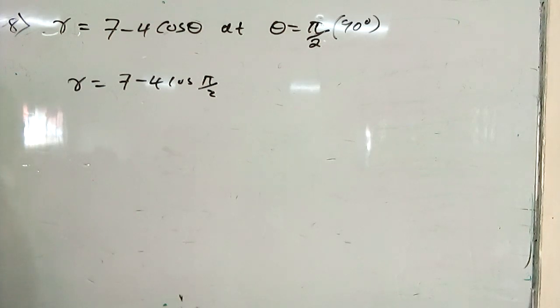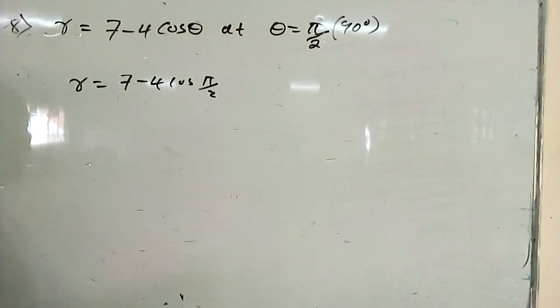If you put pi over 2 where the calculator is in degrees, it will see pi over 2 as 3.14 divided by 2, that is 1.57 degrees. Are you seeing that? You must be very careful.